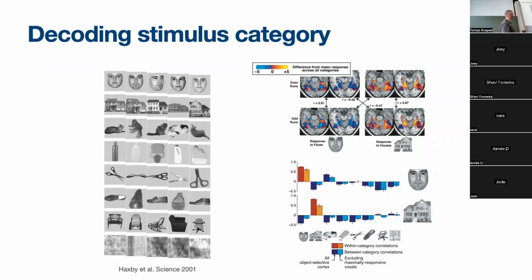This is from the first paper that did an analysis similar to this. What they did is they showed a whole bunch of different categories to subjects. And then they would take a specific region of interest in the brain and see whether they could find a consistent pattern within a specific category that would disappear when comparing patterns across categories. And if you look, for example, at face selective regions and faces, you see that it has a very consistent set of correlations within category, but very little between category correlations.